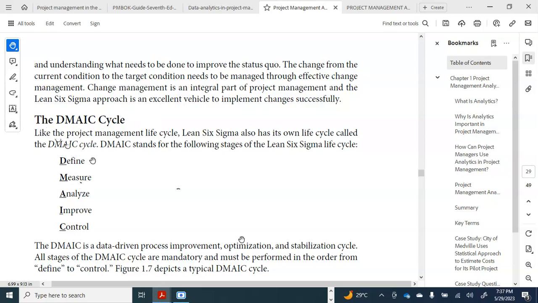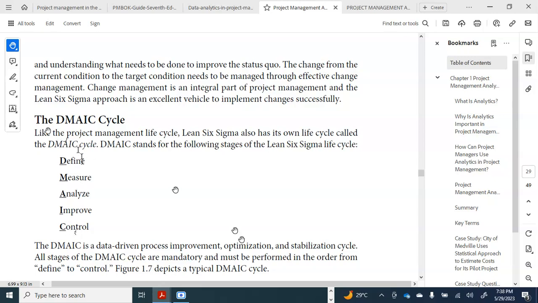The DMAIC cycle means define, measure, analyze, improve, control. That's what we do. We define, we measure. Now, what we have done, in our last class, we've already defined. You understand what I'm saying? We've already defined. That's what we've done.